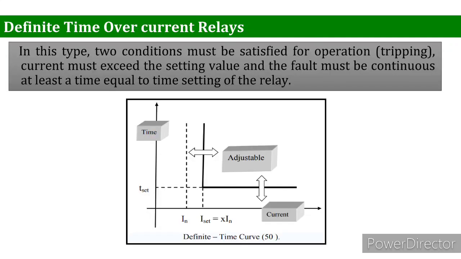The next one is the definite time overcurrent relay. In this type, two conditions must be satisfied for the operation, that is, of course, the tripping operation. Number one, the current must exceed the setting value, and the fault must be continuous for at least a time equal to the time setting of the relay.